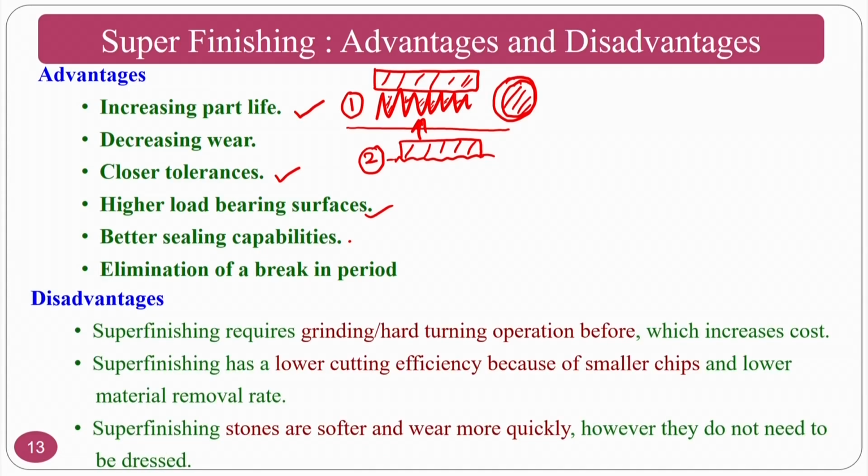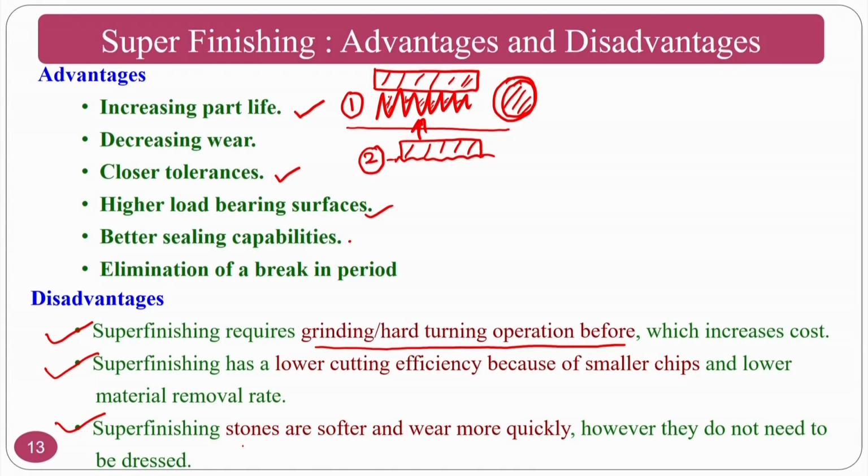Disadvantages: the super finishing requires grinding or hard turning as a prior operation. So, it will require a pre-operation like grinding or hard turning, which is a costly process. And super finishing has a lower cutting efficiency because the chips that you are generating are very small. So, if the chips are very small, what will happen? The specific energy requirement will be more.